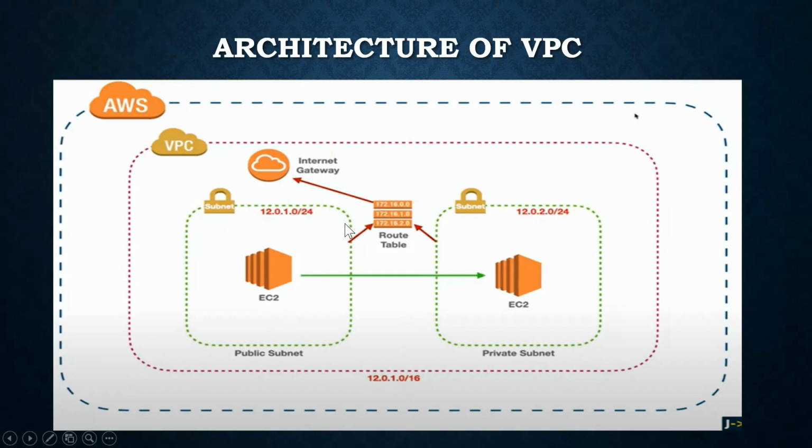You have to create a route table to control the traffic. Whatever request comes to that EC2 instance must come through the route table. And if you want to access the internet for the public subnet, you have to create an internet gateway and attach it.